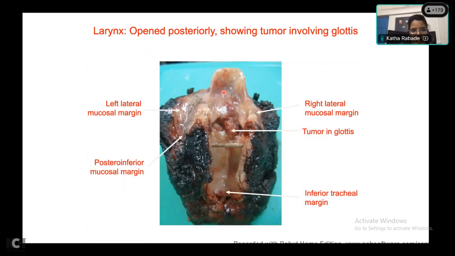So for this specimen, the margins would include, this is the posterior margin. This was intact and now it's cut open. So this will be the posterior-inferior margin. On the anterior part of the epiglottis will be the epiglottic margin. This is the left lateral margin at the pyriform sinuses, right and left lateral margin. And inferiorly will be the inferior tracheal margin, which is usually taken shave. All the other margins in head and neck are taken as radial margins.